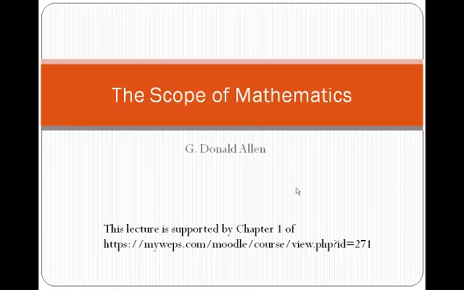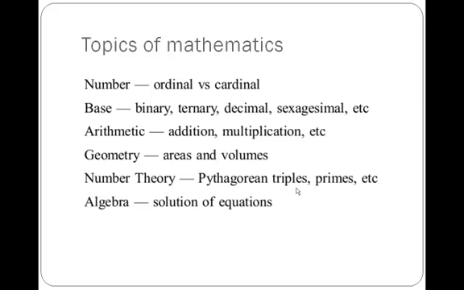In this brief lecture, we're going to talk about the full scope of mathematics, at least in a broad brush sort of style. We're not going to talk about any particular historical events, though we will talk about how the course will progress. The general topics of mathematics in this course include number, ordinal versus cardinal, and base. For example, binary, ternary, decimal, and so on. These were taken up in the previous lecture.